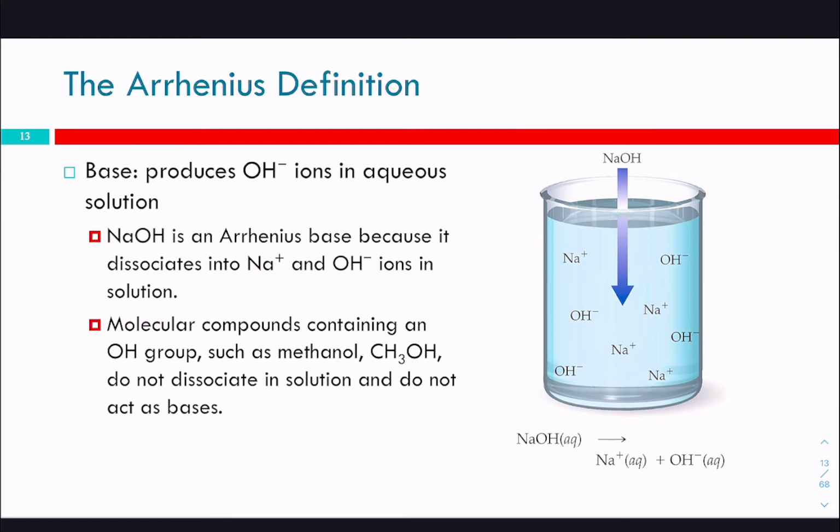Bases, on the other hand, under the Arrhenius definition, and again, this is one of those important things to write down, a base produces OH minus ions in aqueous solutions. So sodium hydroxide is an Arrhenius base because it dissociates into a sodium plus and an OH minus when you add it to water. So bases produce OH minus ions. If you add sodium hydroxide to water, the sodium and the hydroxide split. It's an Arrhenius base.